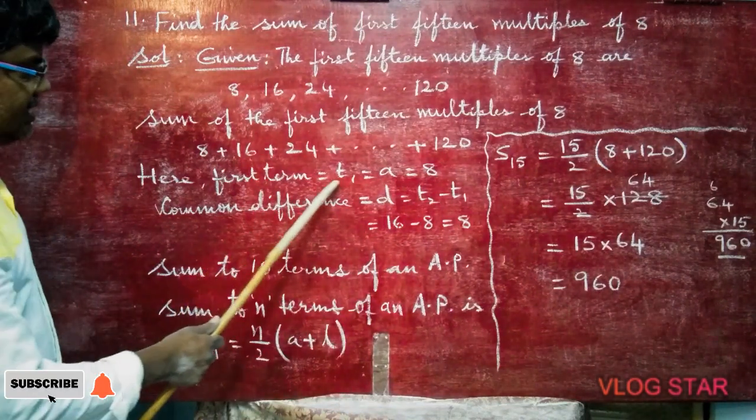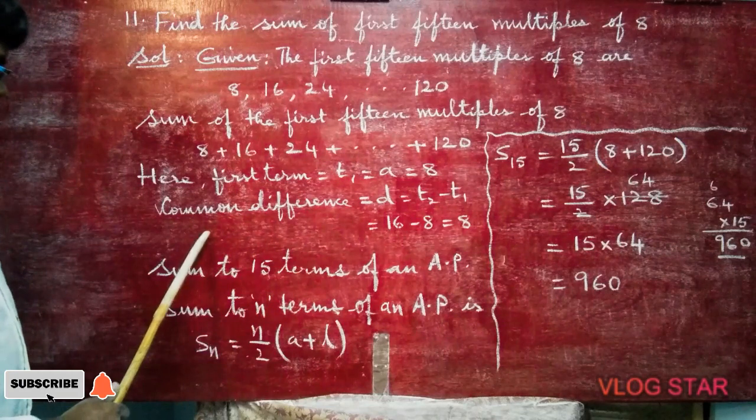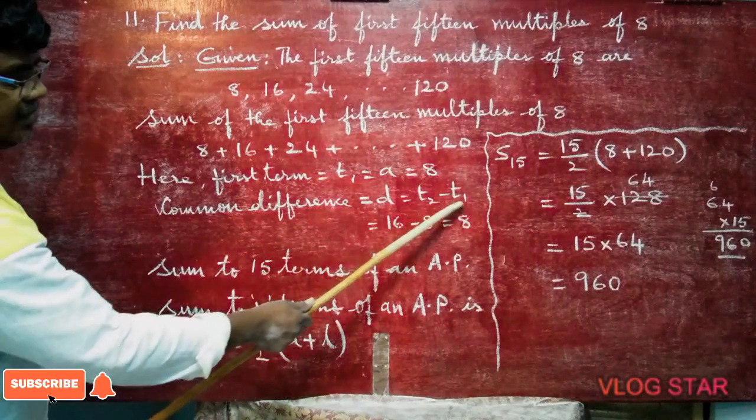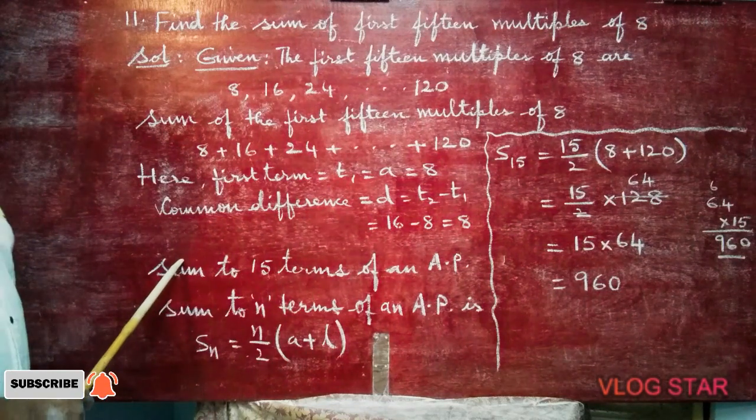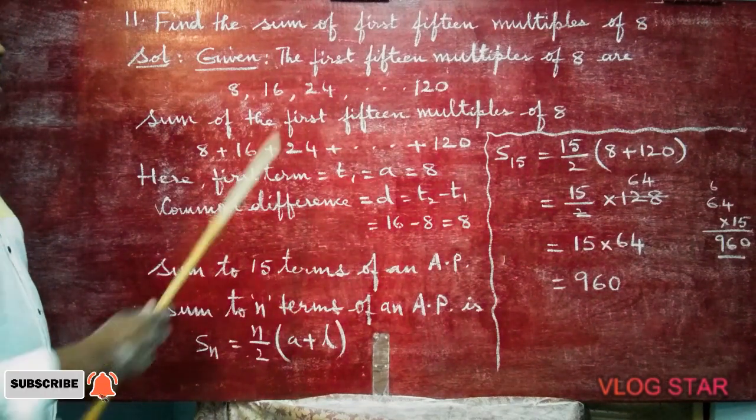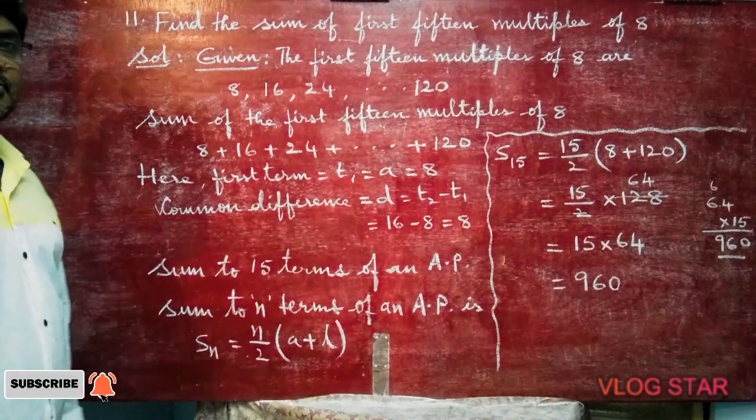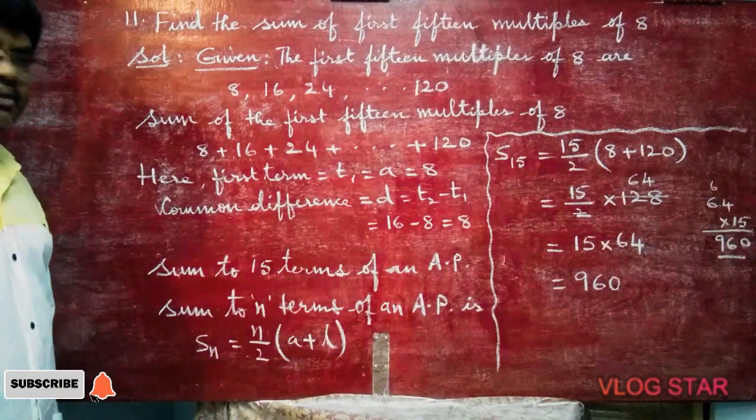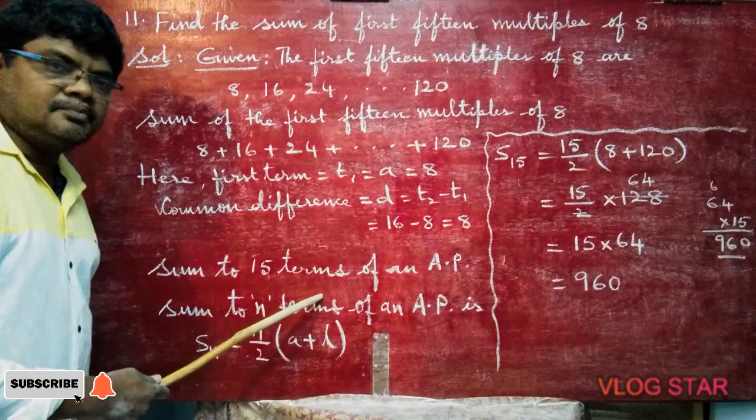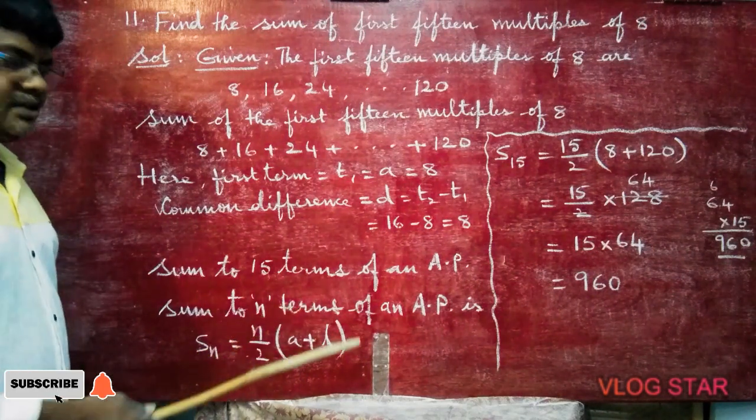Here the first term T1 is equal to A is equal to 8 and the common difference D is equal to T2 minus T1, 16 minus 8 is 8. Now here we need not find L because they have given 15 terms. When we don't know the number of terms, we have to find it. Here half of the problem is already finished for us.